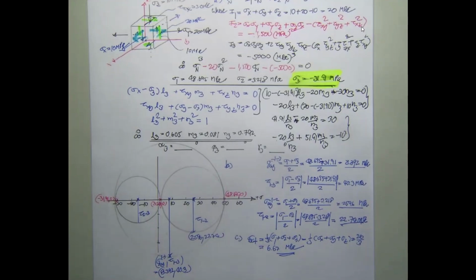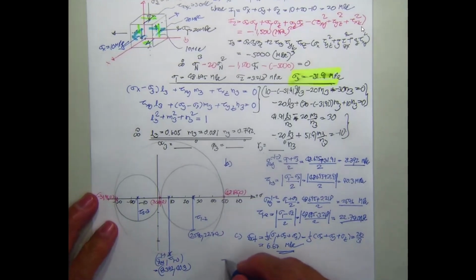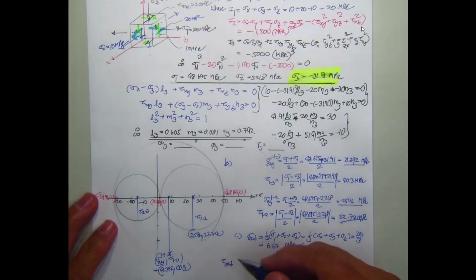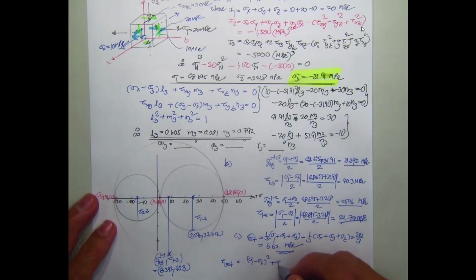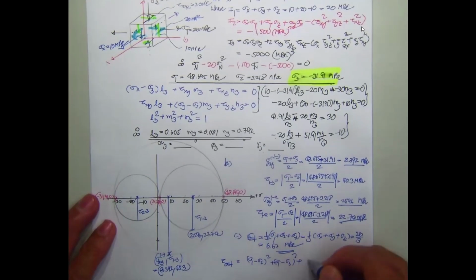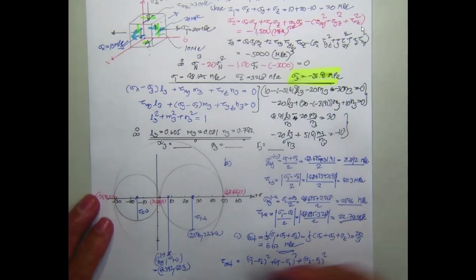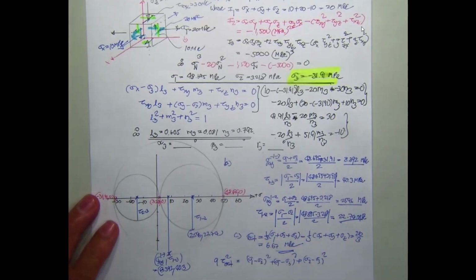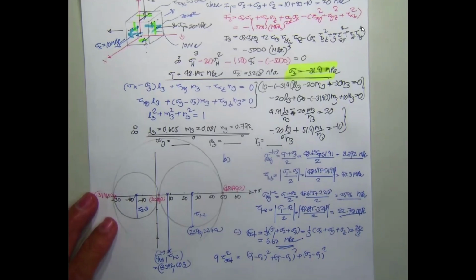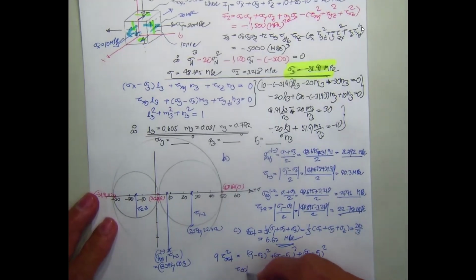Then we have tau octahedral. It's up to you how to determine it. You may put it equal to sigma 1 minus sigma 2 squared plus sigma 1 minus sigma 3 squared plus sigma 2 minus sigma 3 squared, divided by 9, equal to tau octahedral squared. Put everything together. You should get tau octahedral to be 33 megapascal.